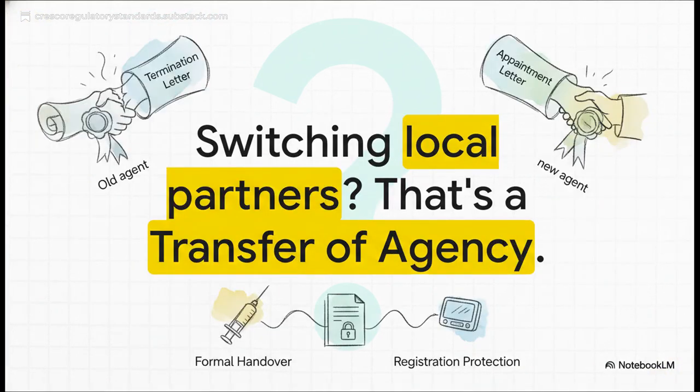And what about that local partner we talked about? What if you need to switch to a new one? Yep, you guessed it. There's a formal process for that too. It's called a transfer of agency. You'll need legalized letters to officially end the old partnership and to kick off the new one. It just ensures everything is clean, legal, and that your device's registration is protected during the handover.